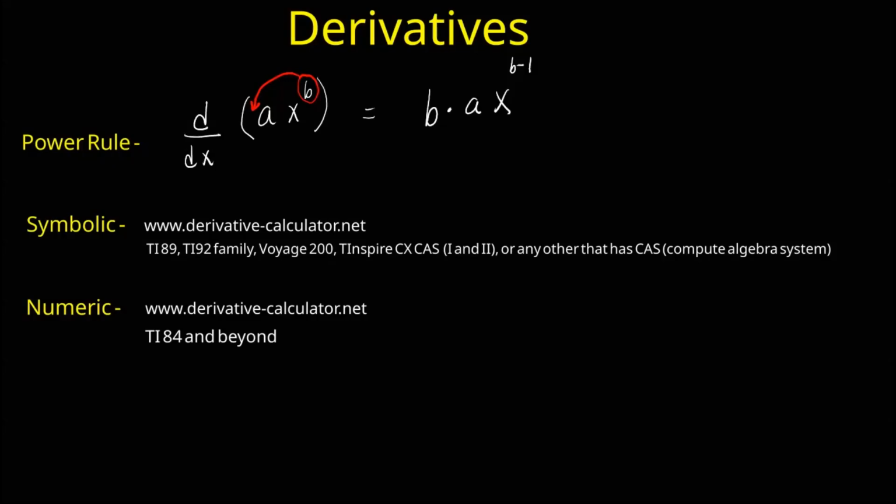We're going to be working problems symbolically as well as numerically. Now, to check your answers, I would suggest using this website here, derivative-calculator.net. Do not go to the .com, because that website is not nearly as good as the one which is .net. If you have an upper end calculator, like a TI-89, anything in the 92 family, the TI Inspires also work really well, as long as it has the computer algebra system or CAS system. Any basic TI-84 and higher calculator will be fine for getting numeric answers.